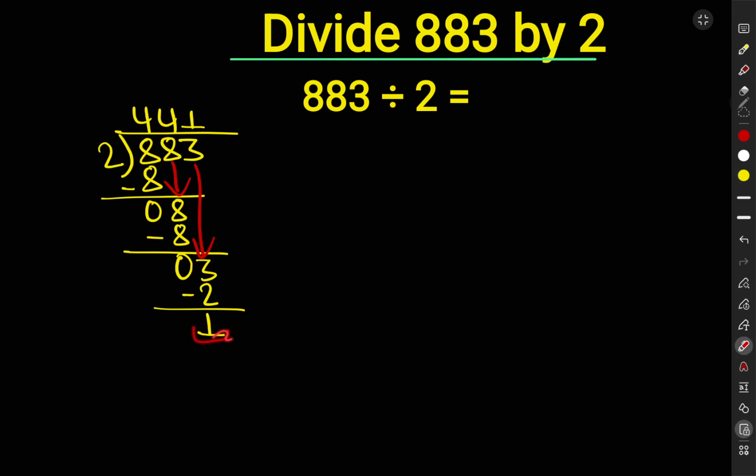So now this 1 is less than 2 and there is no other number to put it down. So we take here decimal so that we put 0. So now it is 10 and 2 times 5 is 10. On subtracting we get 0. So 883 divided by 2 is 441 decimal 5.